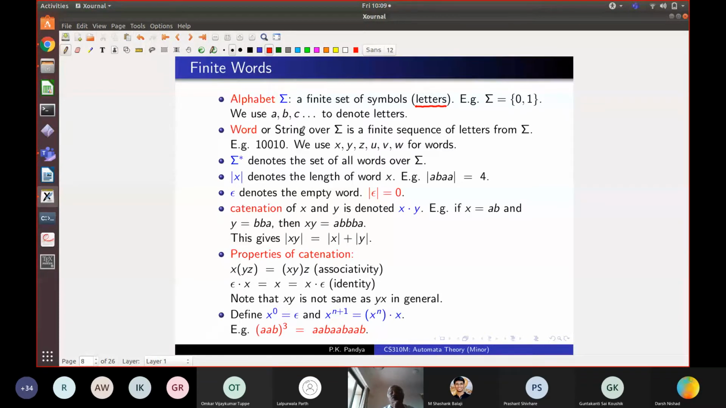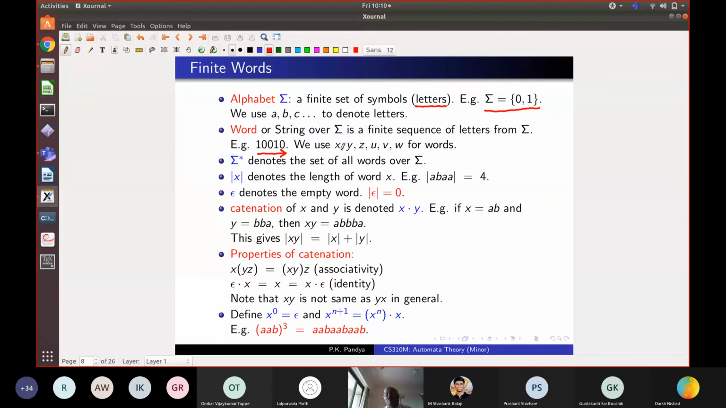What is a word? A word is a string over the given alphabet sigma. It's a finite sequence of letters from sigma. So for example, if your alphabet is binary 0, 1, then a word over this alphabet sigma is something like 1, 0, 0, 1, 0. It's a sequence of 5 symbols. The first one is 1, the next one is 0, then there is 0, then there is 1, and then there is 0. So is the idea of giving a word over this alphabet clear? This is a word of length 5. It has 5 symbols, and in sequence they are 1, 0, 0, 1, 0.